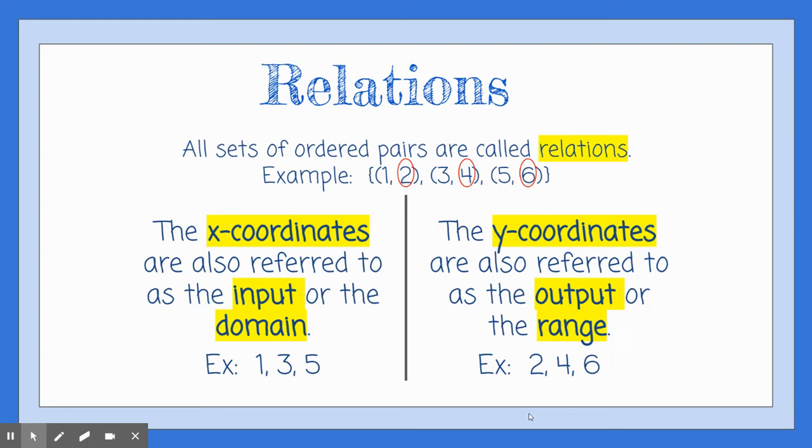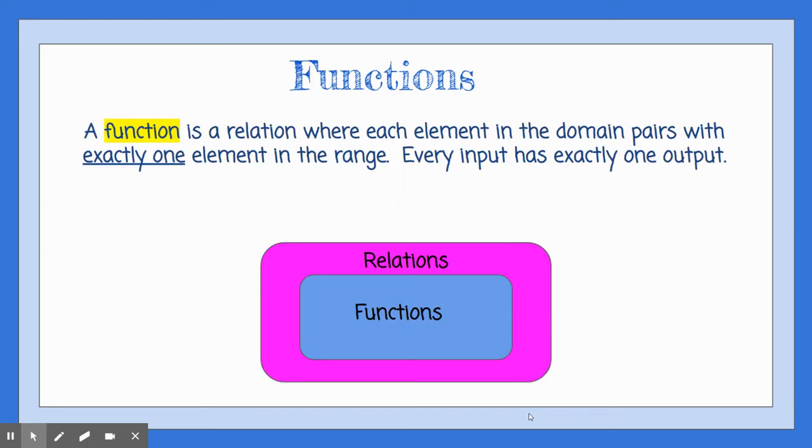So now let's take a look at what the word function means. Functions are a special type of relations, and as you can see from the diagram, it's a subset of relations. All ordered pairs are called relations, and then functions are a special type of relation where each element in the domain pairs with exactly one element in the range. What this means is that every input has exactly one output.